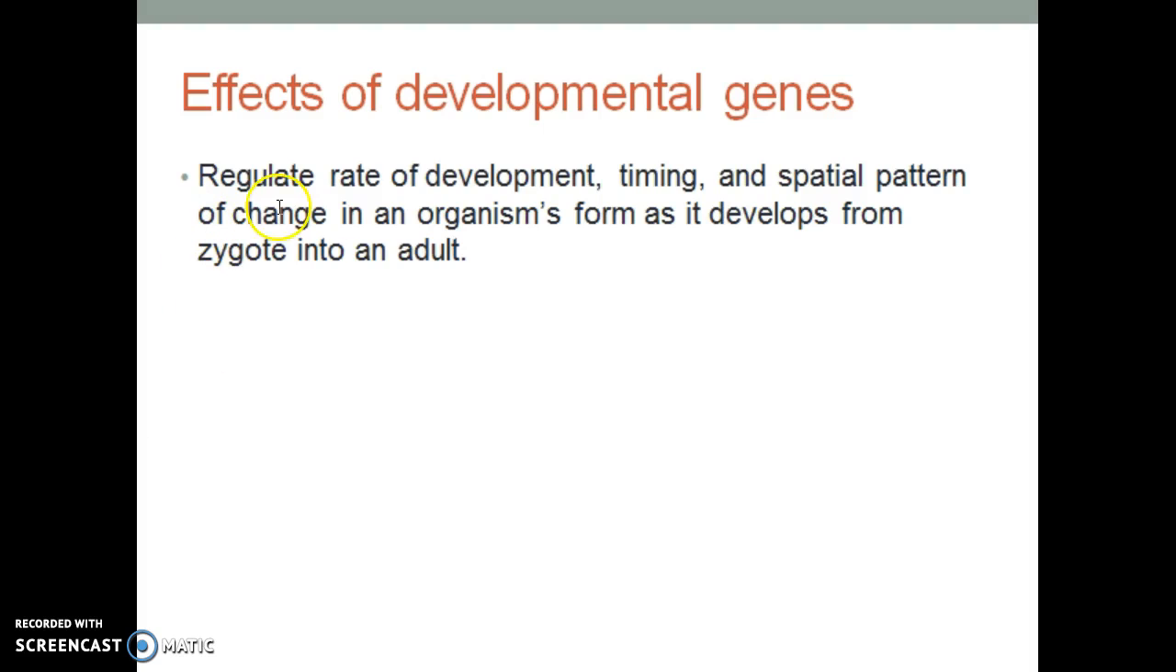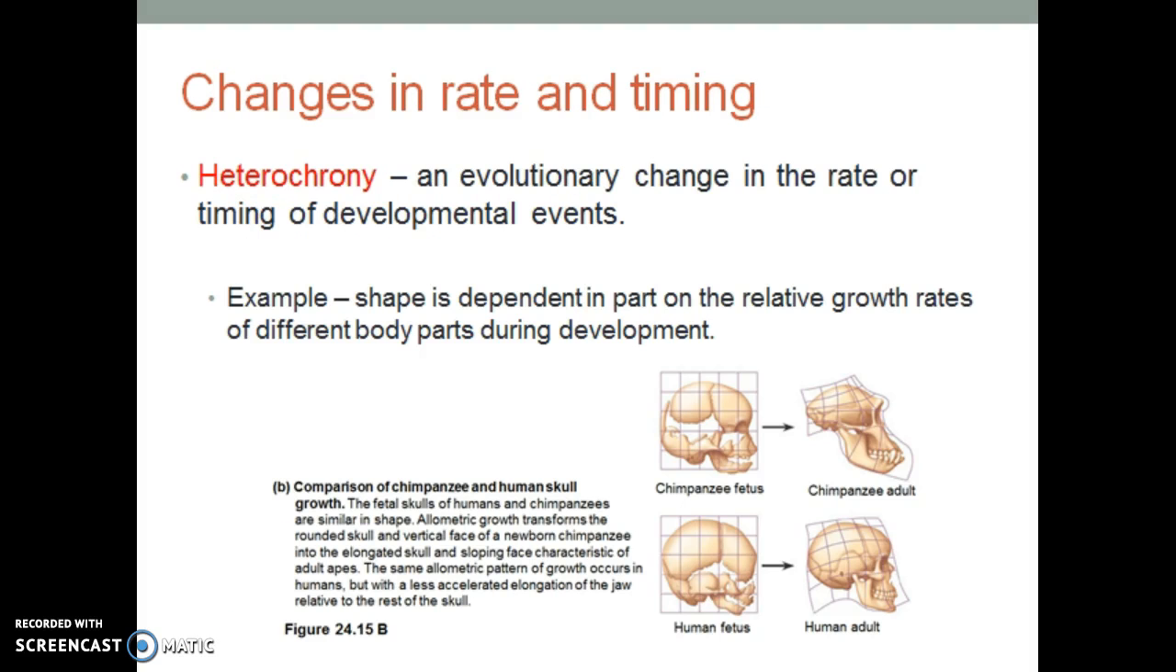Genes used to regulate the rate of development, the timing of development, and the spatial pattern of change in an organism's form as it develops from a zygote into an adult. And some of the things we're going to be looking at occur as a zygote, and how different things start to grow at a specific time in the zygote's development. An example of this is called heterochrony. This is an evolutionary change in the rate or timing of developmental events.